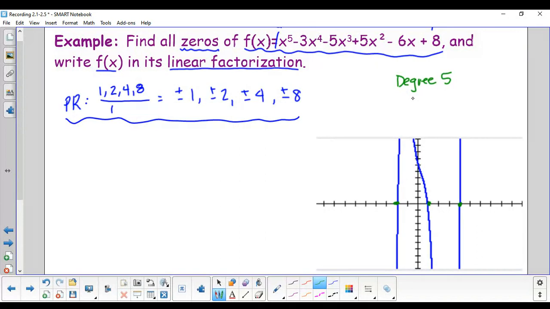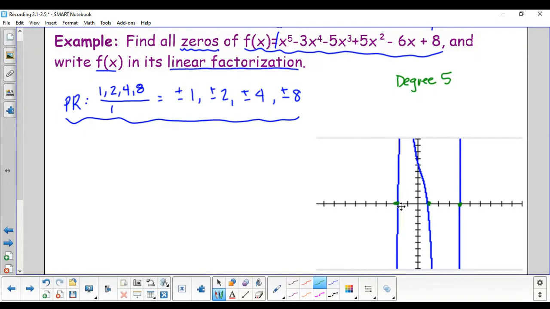But because I'm only seeing 3 of them, it's kind of indicating that 2 of them are going to be complex, which would make sense because we know complex zeros come in pairs. So now I need to start to break down this 5th degree polynomial into linear factors.